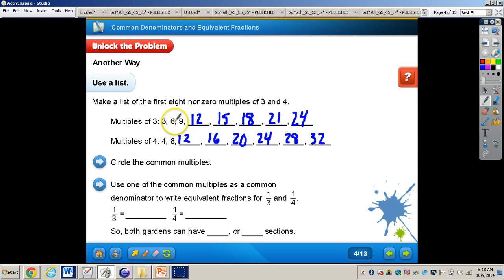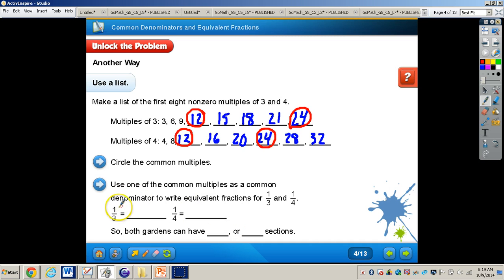Okay, so what we can do, we can compare lists. We have a 12 and a 12, and then moving on down we have a 24 and 24. So 12 and 24 are common multiples. We want to find the least common multiple, in other words, the least common multiple, which is 12. Okay, so use one of the common multiples as a common denominator to write equivalent fractions of 1/3 and 1/4.